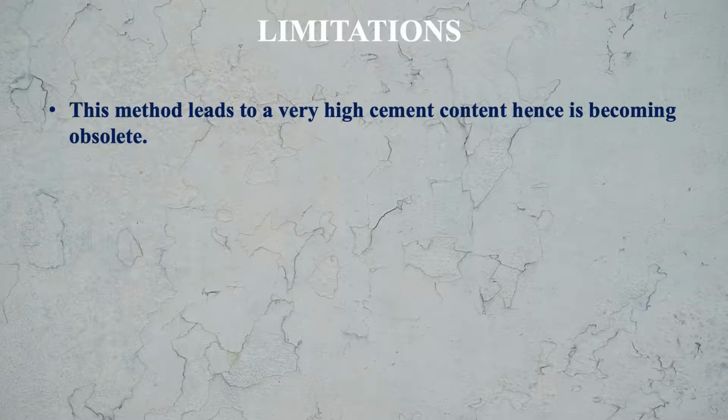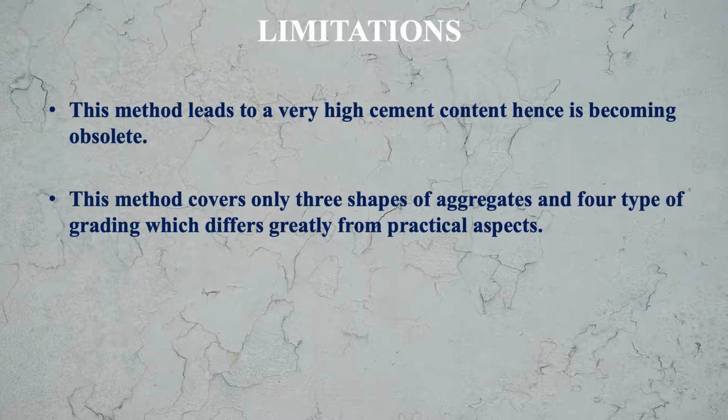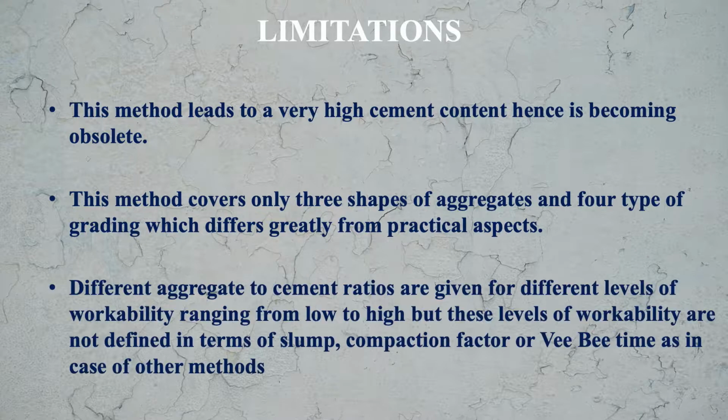This method leads to a very high cement content, hence it is becoming obsolete. This method covers only 3 shapes of aggregate and 4 types of grading, which differ greatly from practical aspects. Also, different aggregate to cement ratios are given for different levels of workability, ranging from low to high, but these levels of workability are not defined in terms of slump, compaction factor or VB time, as is the case in other methods. Now let us see what is yield of concrete.